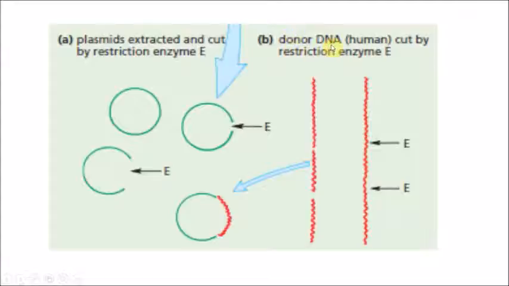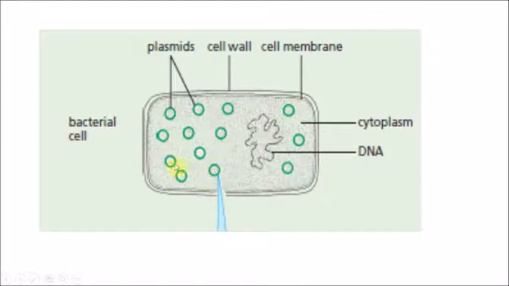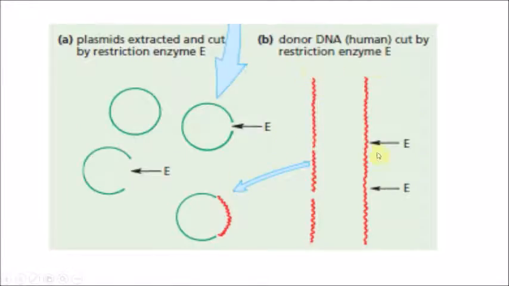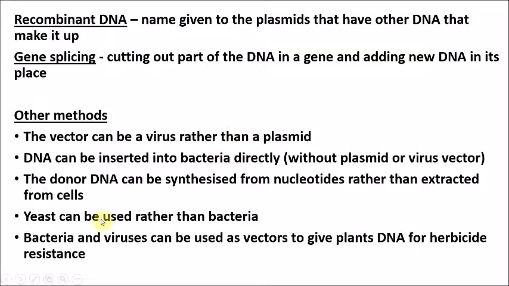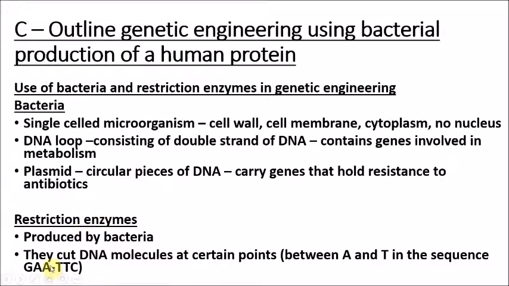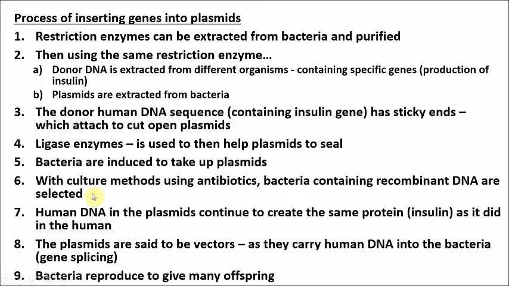So the human DNA, and we're cutting out the gene, the section of DNA that creates insulin. What we then do is collect some plasmids, and we use that same restriction enzyme that we used here to cut open the plasmid. And remember that restriction enzymes are the things that cut DNA molecules between A bases and T bases.